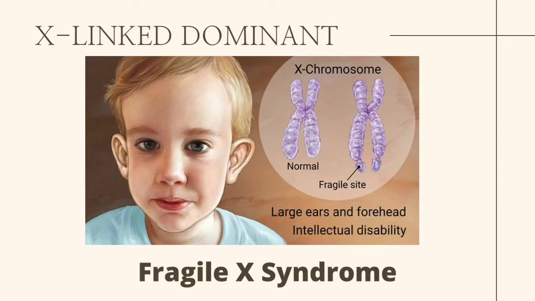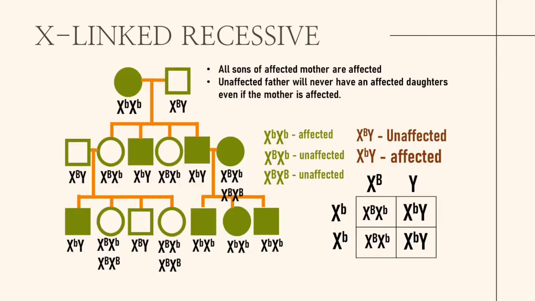Okay? Kasi kapag halimbawa father will be the affected one, hindi tayo magkakaroon ng son that has Fragile X syndrome. But as you can see in here, dahil nga meron tayong male affected with Fragile X syndrome, most probably, the affected one will be the mother. Okay? So, next tayo. So, let's talk about naman the X-linked recessive. So, ano nga ba pag sinabi nating X-linked recessive? So, in X-linked recessive, all sons of affected mother are affected. An affected father will never have an affected daughters even if the mother is affected. Okay, so that is X-linked recessive naman.